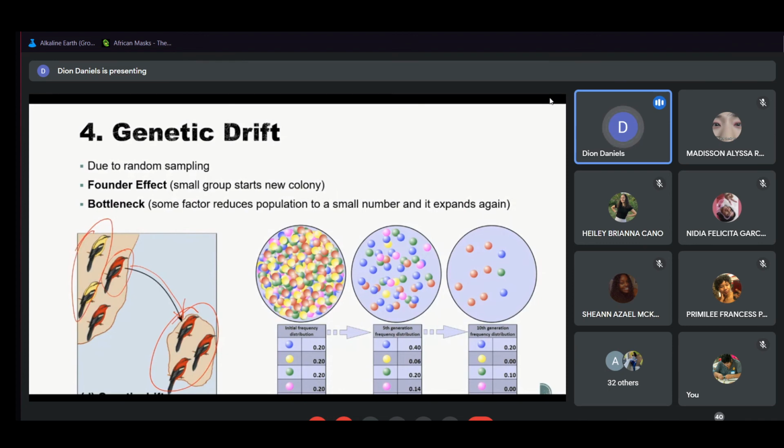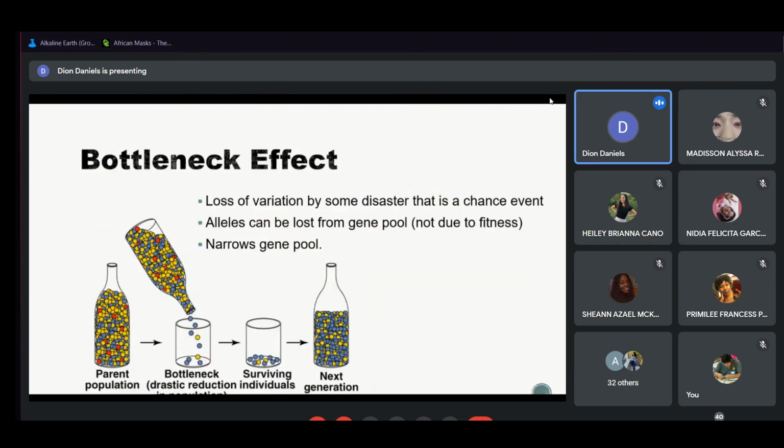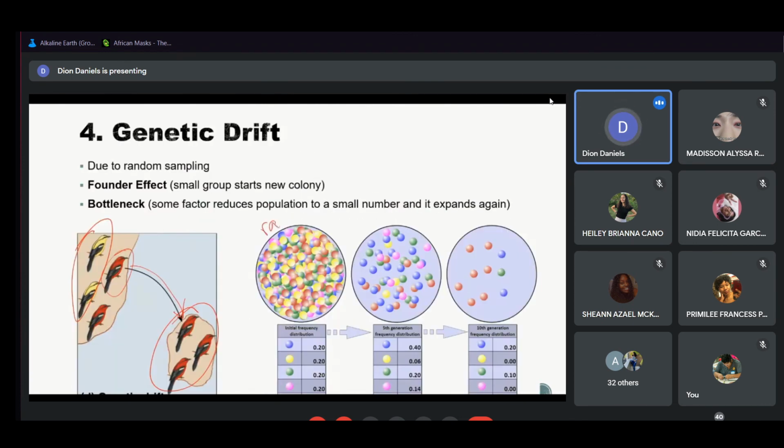The other one is a bottleneck. In a bottleneck, you have some factor that comes through and reduces the population to a small number, and then the population expands again. But the key is that it is random. So the key here is randomness. We don't have something that comes in and removes all the red. It's randomly coming through and just taking a whole bunch.